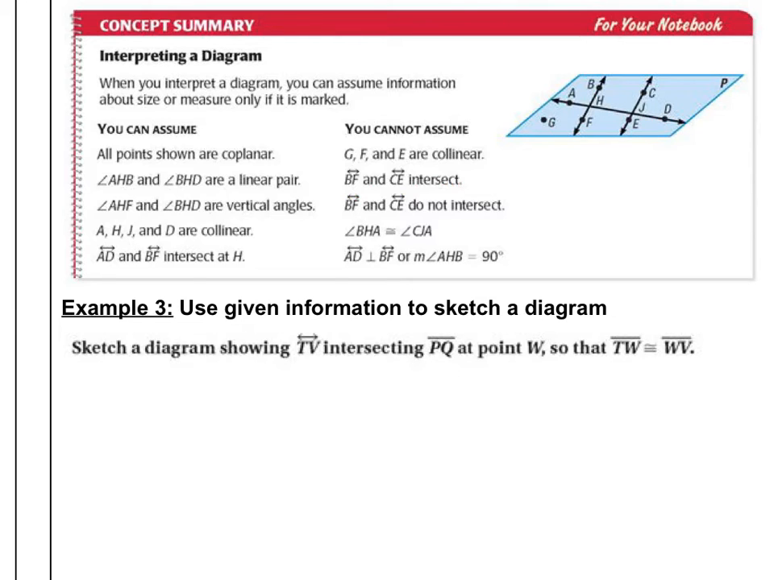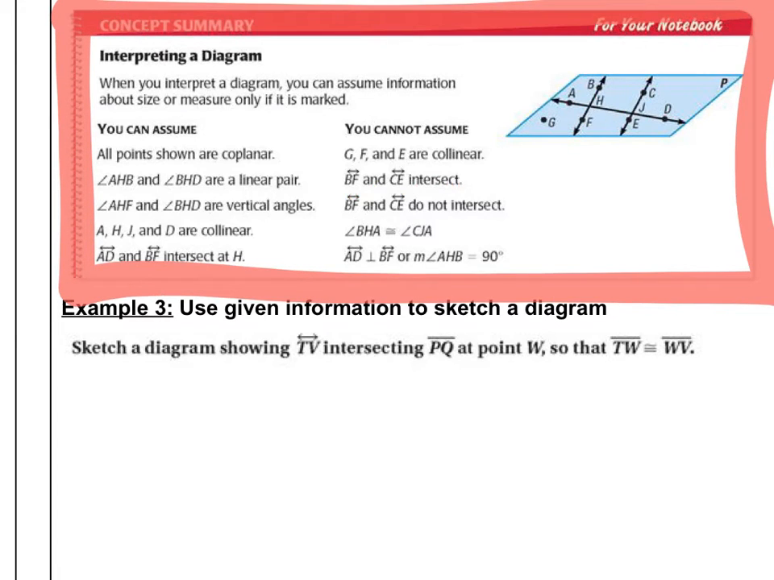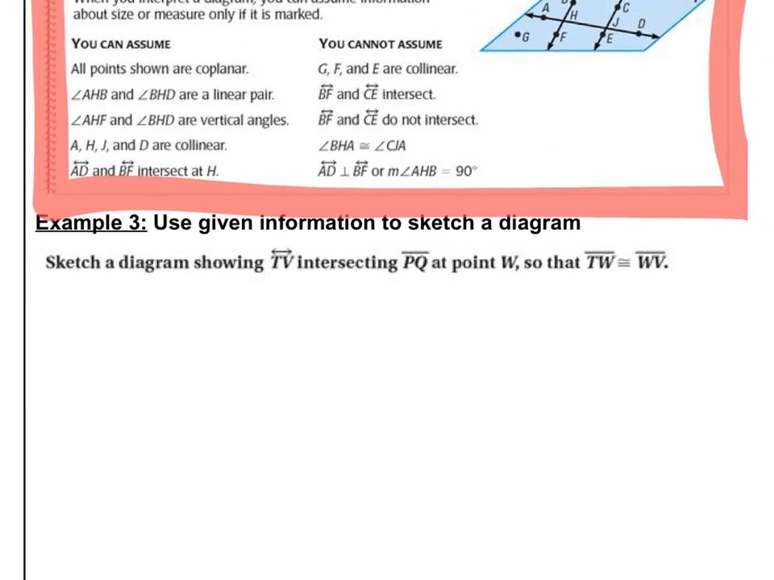There's lots of things about parallel and perpendicular lines that we can't assume unless something is marked. So just, again, something to highlight, something to put a big circle around, a star, whatever you want, so that way when we need some information on diagrams, we can go back and look at this picture. All right, so take a look at example 3.